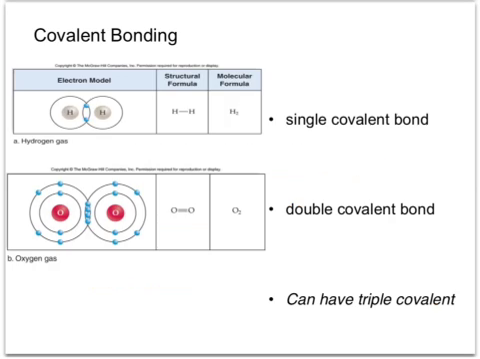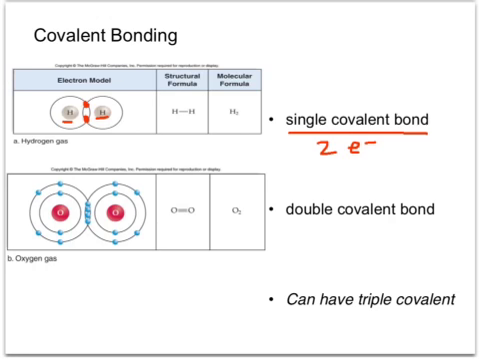So here's some examples of covalent bonding. Here we have 2 hydrogens. These are both nonmetals, and they are showing that there's a sharing of 2 electrons here. And so we call this a single covalent bond. So it's a sharing of 2 electrons.